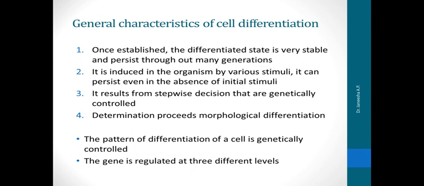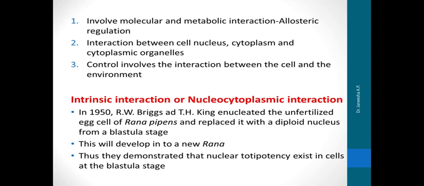The pattern of differentiation of a cell is genetically controlled, and the genes are regulated at three different levels. The first involves molecular and metabolic interaction, that is, allosteric regulation. The second type is interaction between the cell nucleus, cytoplasm and cytoplasmic organelles. The third type of control involves the interaction between the cell and the environment.